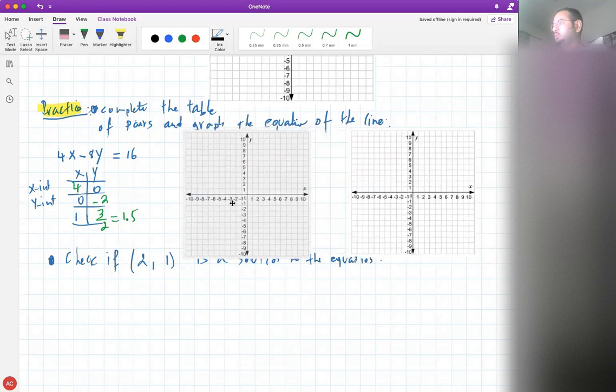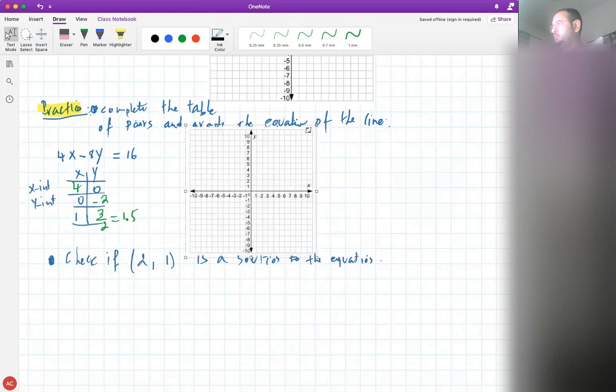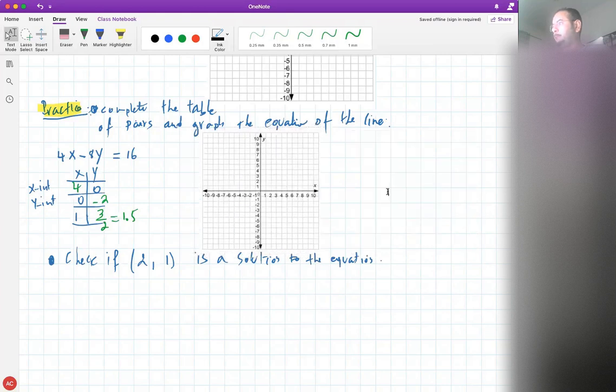All right, the first point. How do you graph the first point? 4, 0. We're going to start from 4 and stay there, stay on this line because the y is 0. The other one, 0, -2. So what do you do? Start from 0 on the x and go down on the y line. This is -2. The other one, 1 and 1.5.